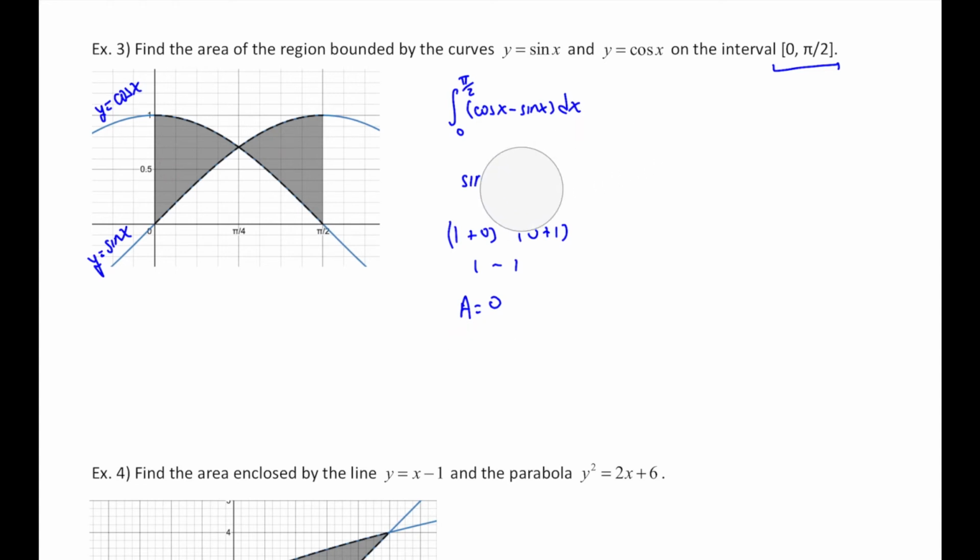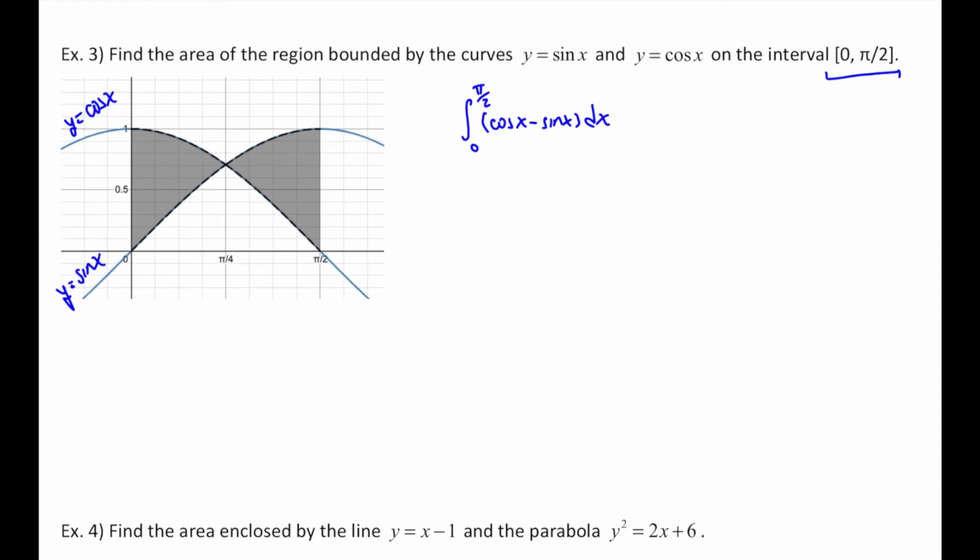Let's try this again, splitting this. So I'm going to rewrite this as the area from 0 to pi over 4 of cos x minus sine x, plus the area from pi over 4 to pi over 2. On that interval, sine x is the greater curve, so sine minus cos x.